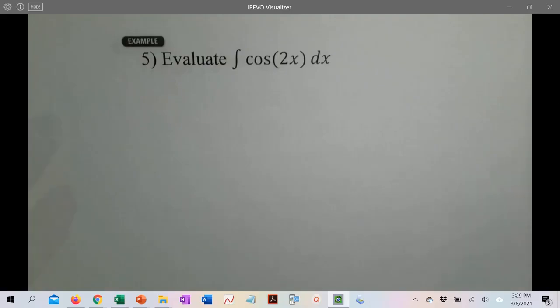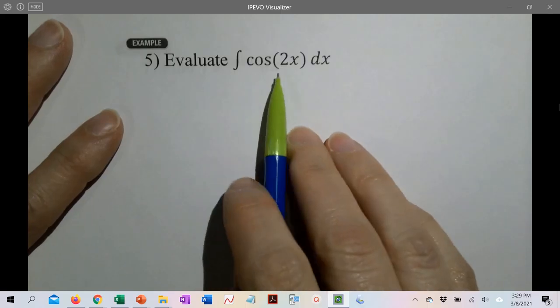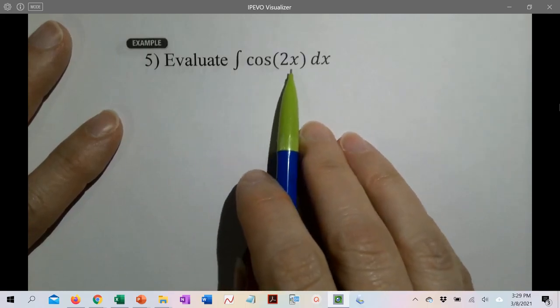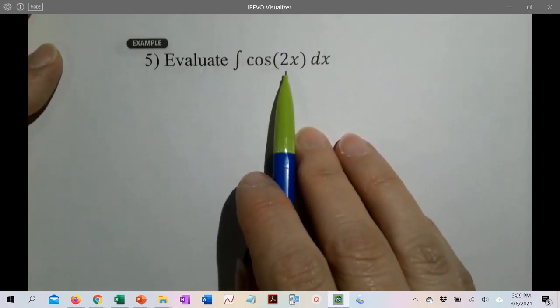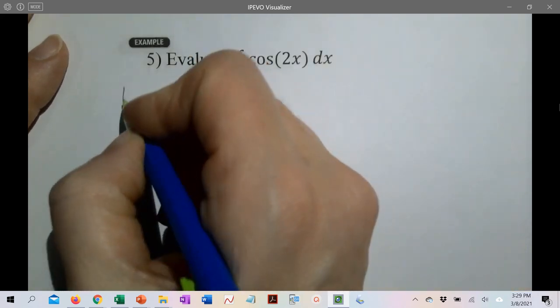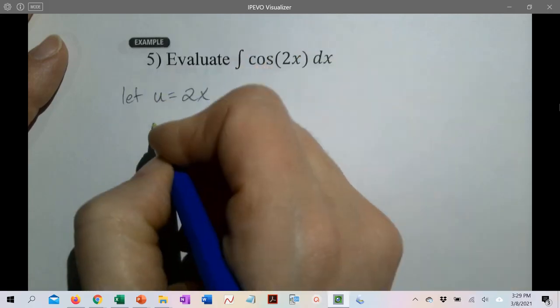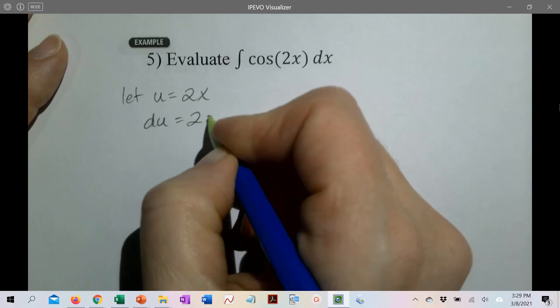Let's have a look at number 5. Now we've got some trig here. So I have another situation where I don't have a function and its derivative all within the integral, but I'm going to go ahead and try this one with u substitution. I do have a function inside of another function. So hopefully you figured out that you're going to let u equal 2x. So that means that du is going to be 2 dx.